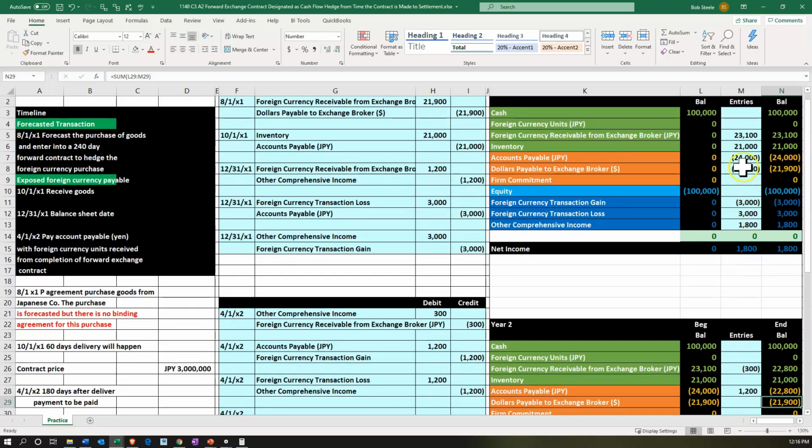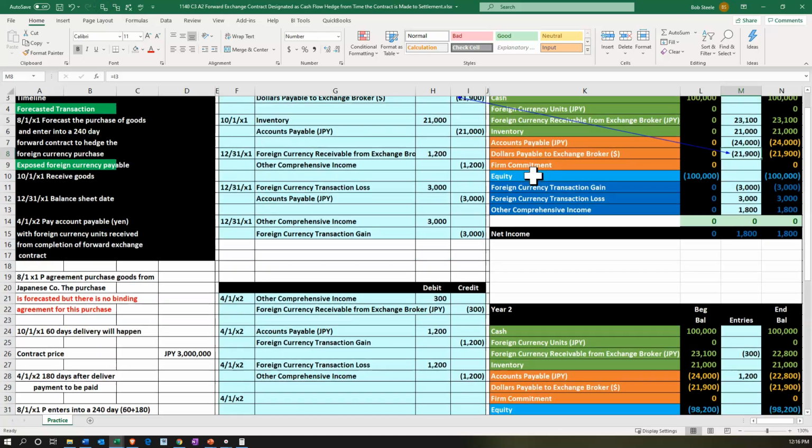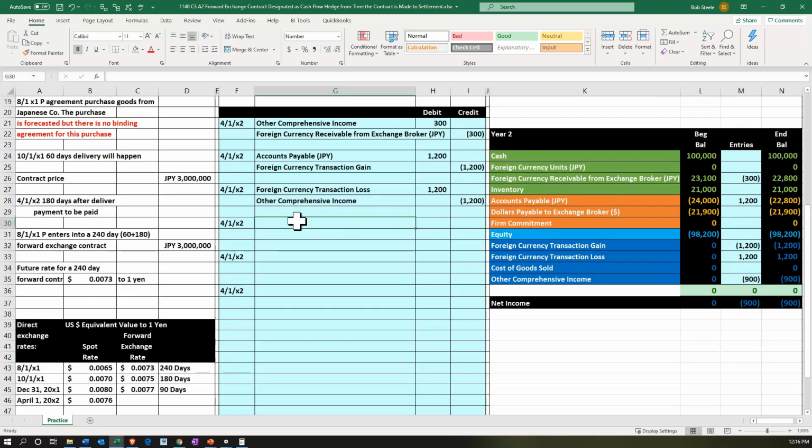This number has been the same the whole time because this is what we put on there at the very start. It didn't change because it's in dollars. Nothing special, nothing fancy is going on here. We just said we're going to pay that amount, and now we have to pay it in dollars. So there's the 21.9. We're going to pay it with cash. So we're going to debit the dollars payable. We're going to be crediting the cash.